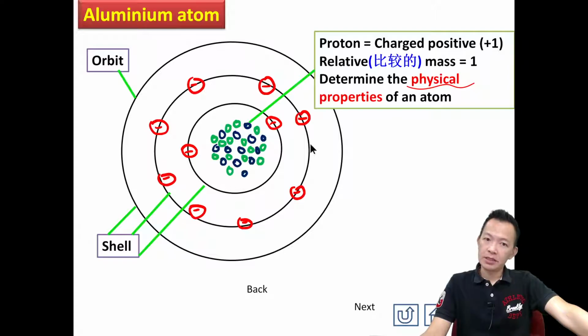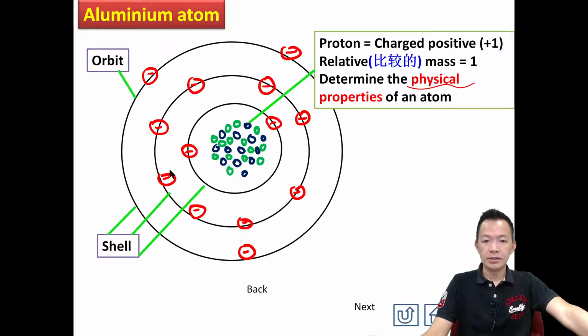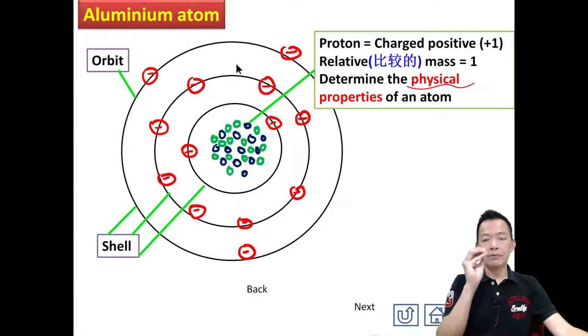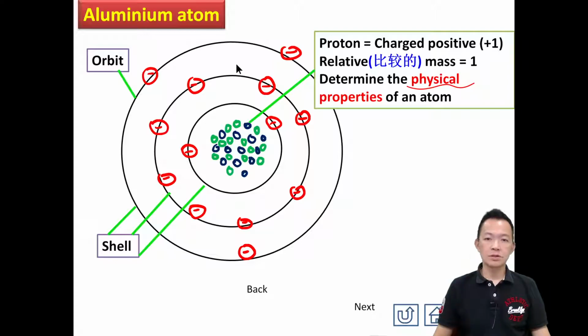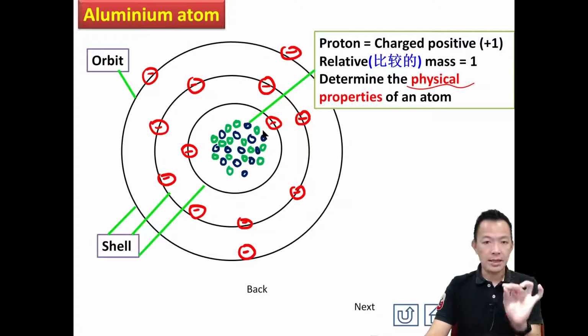So 13 protons must be followed by 13 electrons, so the atom can be neutral. So 2.8, right? 2 and 8 make 10 electrons. Another 3 will be on the third electron shell. But for the third electron shell, how many electrons can it hold? Normally it will be 8 also. Okay, so these are the electron arrangement.